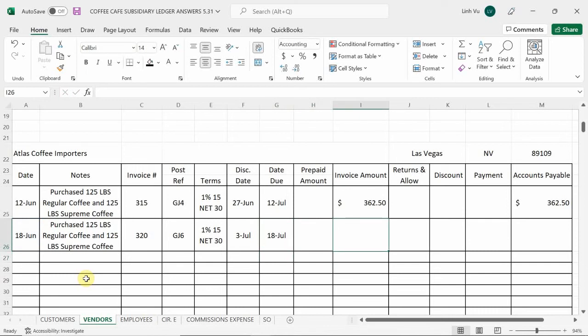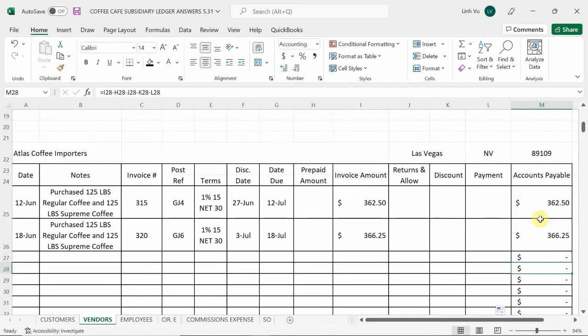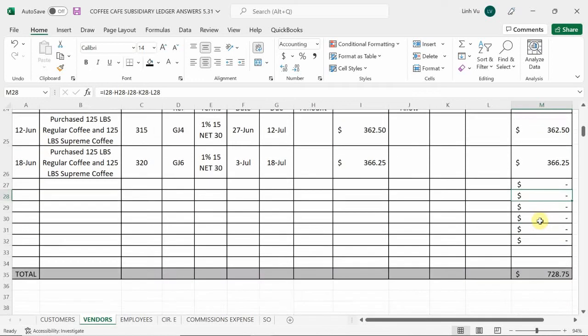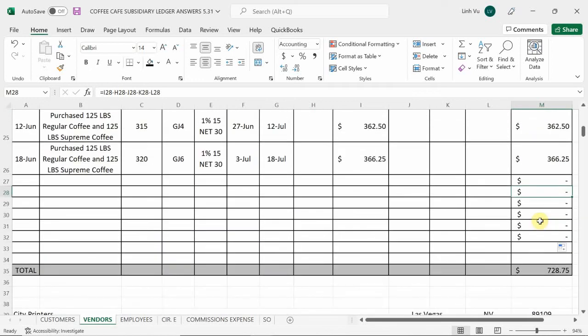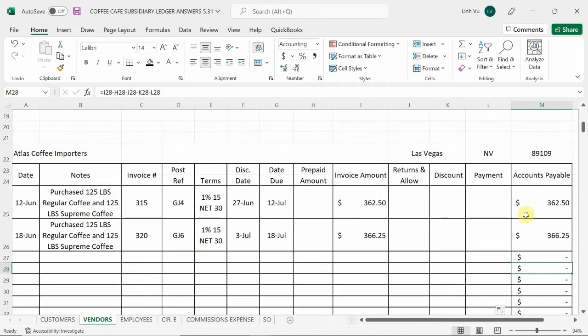Okay. For how much? The invoice amount was $366.25, and that goes into our accounts payable. So I'm going to copy all this down. In this case, now adding a second one that we owe to All Things Atlas Coffee, we now owe them a grand total of $728.75. So a lot of money there.